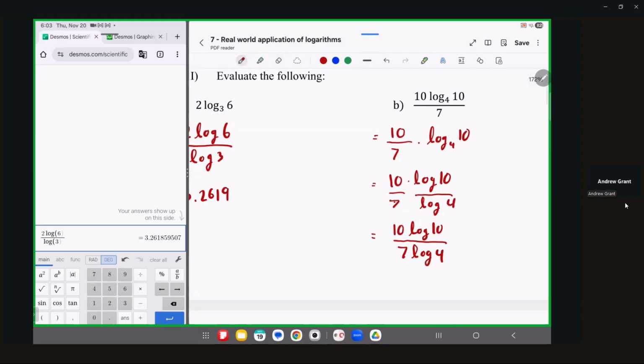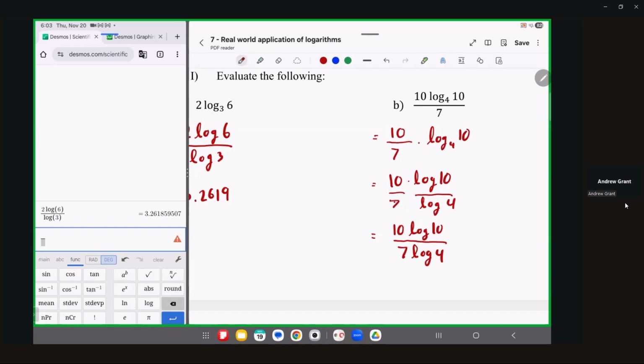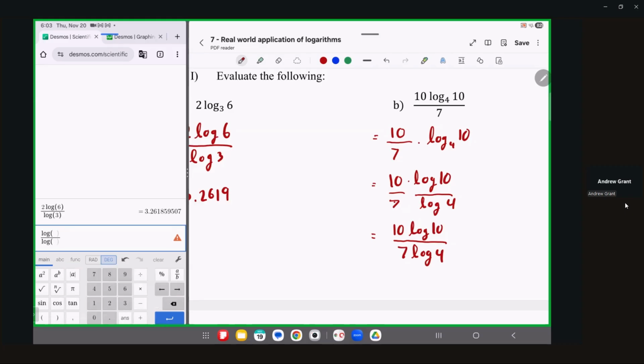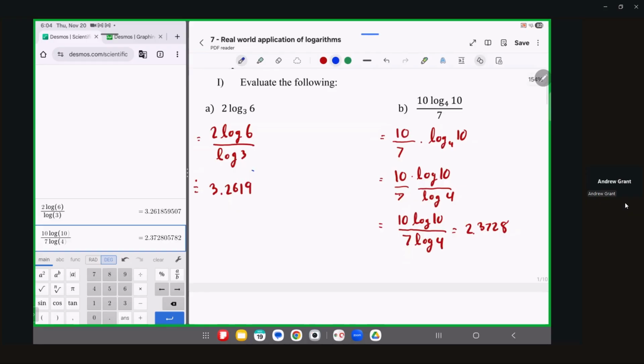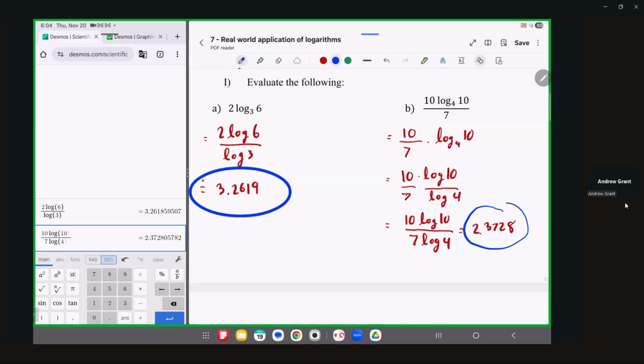Okay, using the Desmos scientific calculator, we can type this as 10 log of 10 divided by 7 log of 4. And so as a solution here, we get 2.3728. So we can go ahead and box those, and those will be our solutions. Okay, so typing these in, again, we're going to make the assumption that you'll be using the change of base formula, because if you have the log base whatever button, you can just type these in directly and be able to get to the right solution.